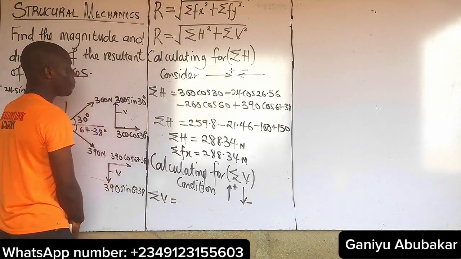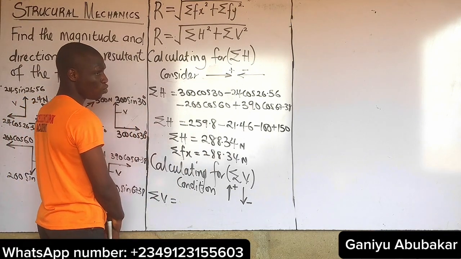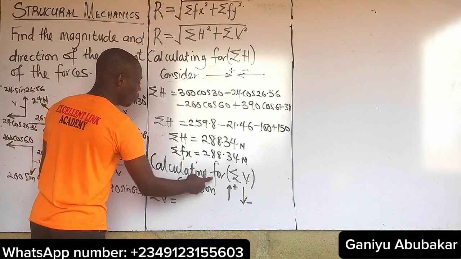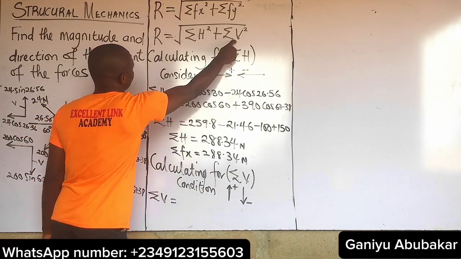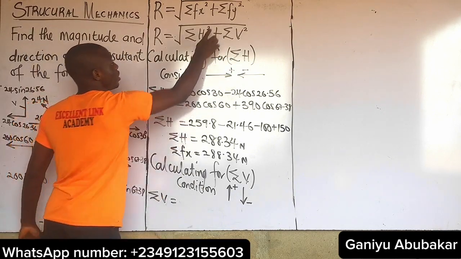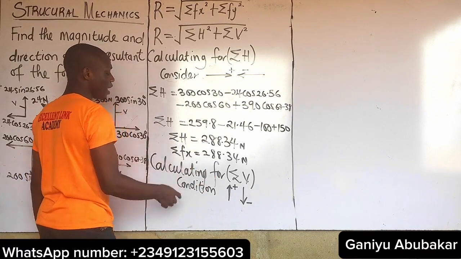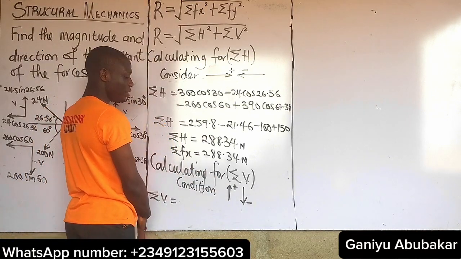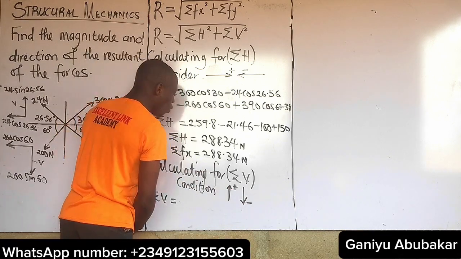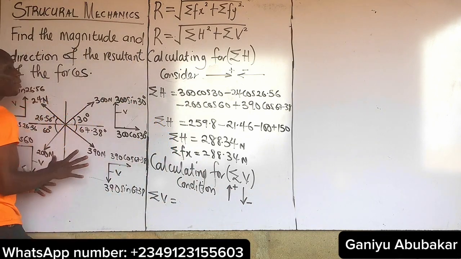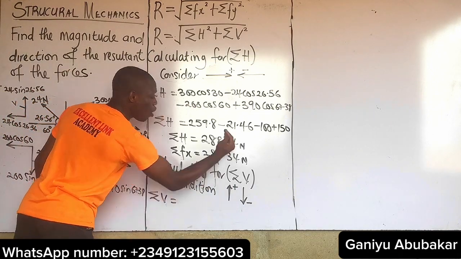All right. I'm through finding my horizontal component forces. What next? Calculating for summation of V. I'm done with summation of H. Let's get a summation of V, which is the same thing as summation F of y. So consider that upward force is positive. Downward force is negative. So I'll come back to this system here. I'll pick out all the forces that are acting in this sense, either up or downward.